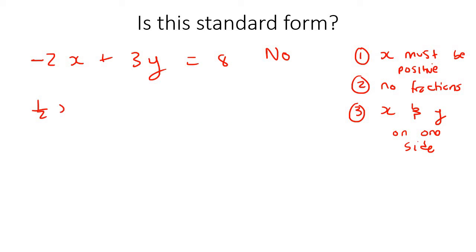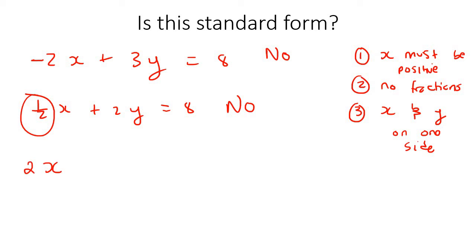What about this one? Half x plus 2y equals 8. So the x is a positive number, so that's great. The x and y are together, so that's great. But there is a fraction. And we said that we're not allowed to have any fractions. So this one would be a no.